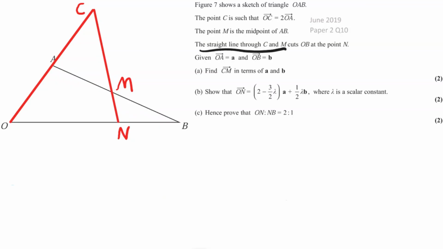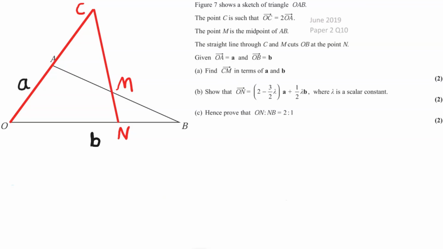And we're told that there's a line that goes through C and M. So this is this straight line here, and it keeps going, and then it cuts OB. So OB is this line here. It cuts it at the point N, which is what I've drawn on here as well. We're told that OA is equal to A and OB is equal to B. So OA, which is this line here, is equal to A, and OB, which is this line at the bottom, is equal to B. And firstly, for part A, we need to find CM. So this is this vector here, okay?